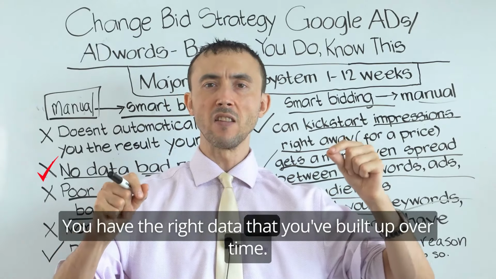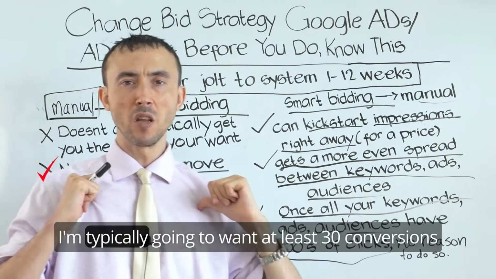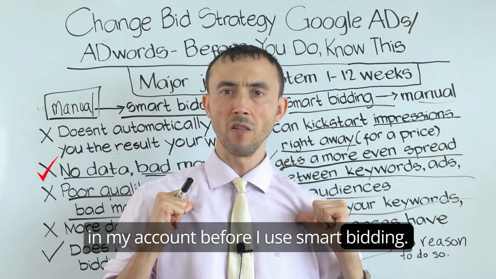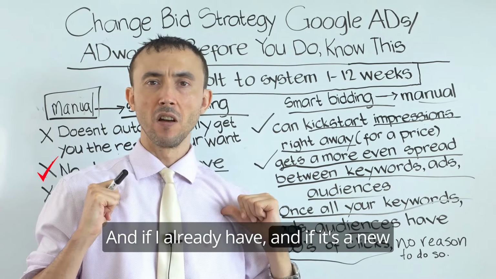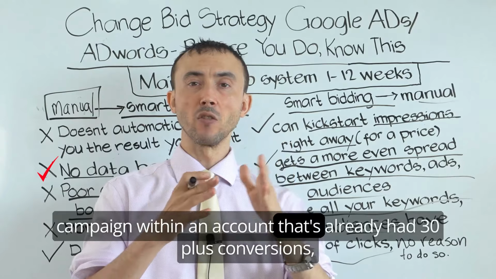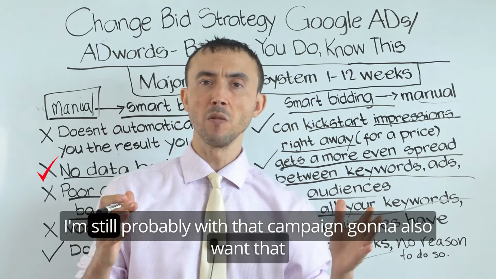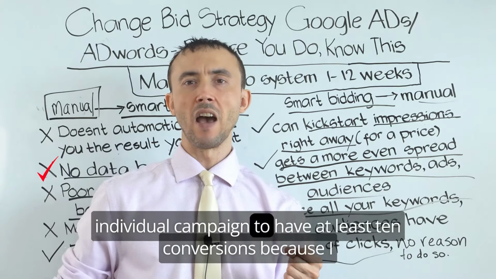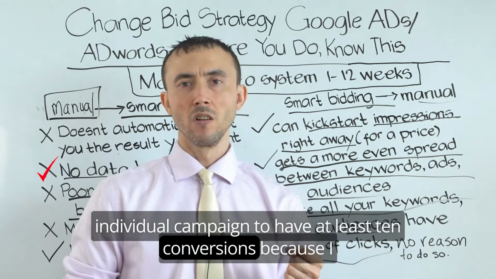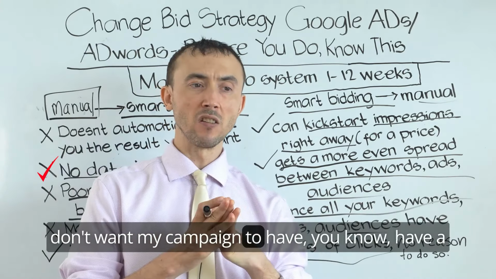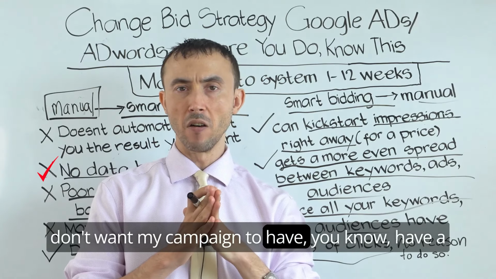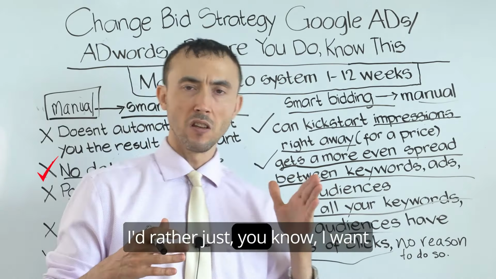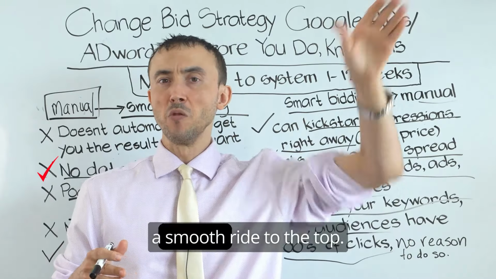You need the right data that you've built up over time. I'm typically going to want at least 30 conversions in my account before I use smart bidding. And if it's a new campaign within an account that's already had 30-plus conversions, I'm still probably going to want that individual campaign to have at least 10 conversions, because I don't want my campaign to have a lot of volatility. I want a smooth ride to the top.